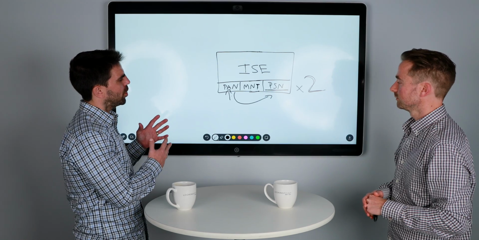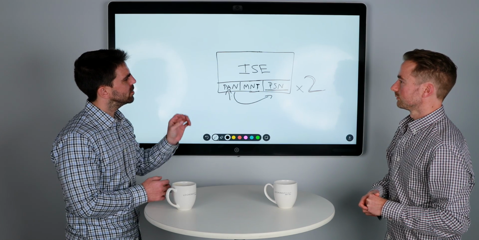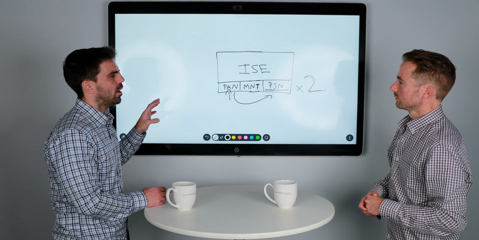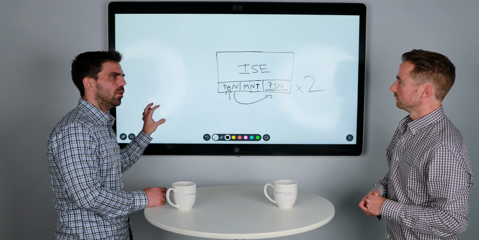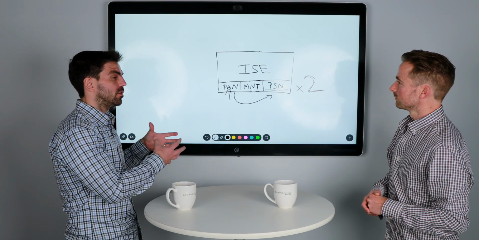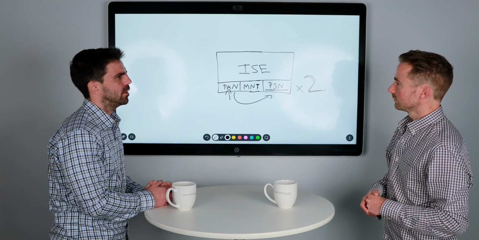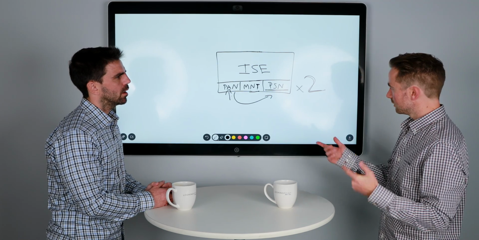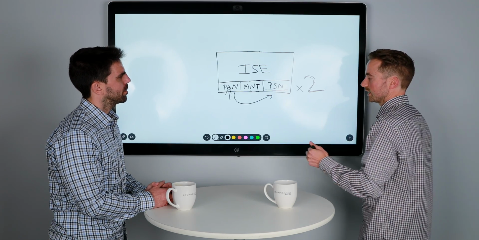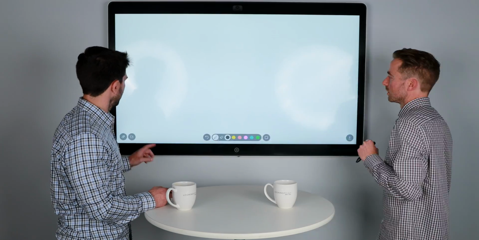And when you point your devices to the PSN, it sounds like you could also scale this out and have multiple PSNs at a location, and then those devices locally could point to a local PSN. Yeah, good point. Let's look at a larger ISE deployment now and see how these roles would separate.